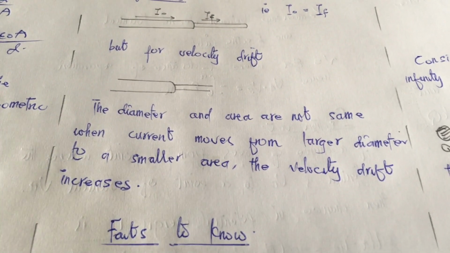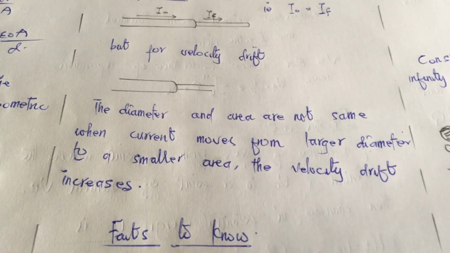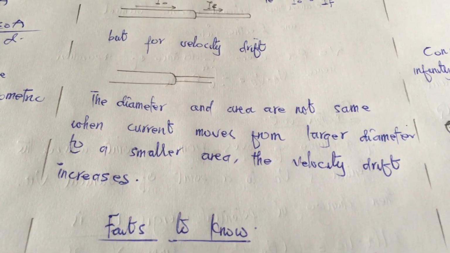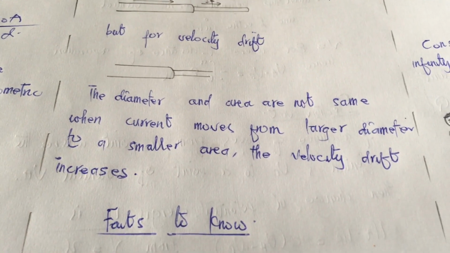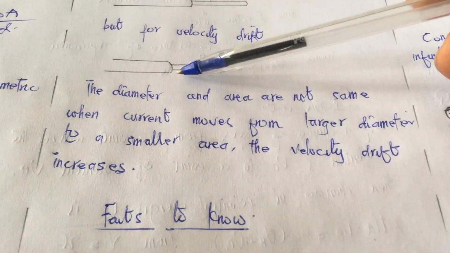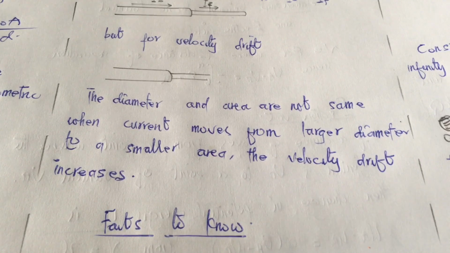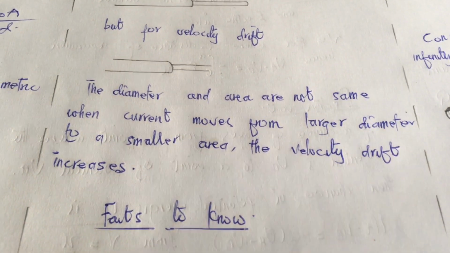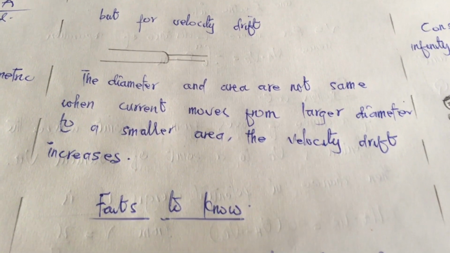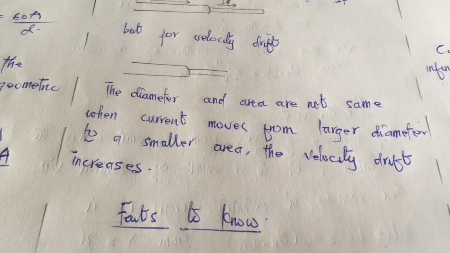It's either going to increase or decrease. If the drift velocity is increasing, then this means that it is moving from a wire of a larger diameter to a wire of a smaller diameter. That's why the drift velocity is increasing. Okay, so that's a fact that you should also know about.